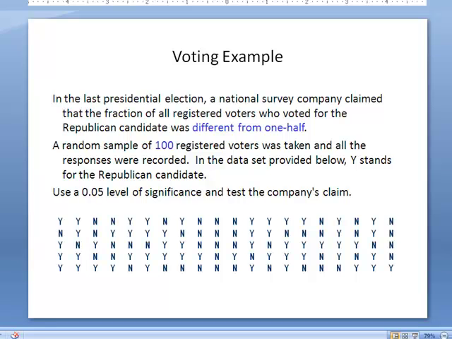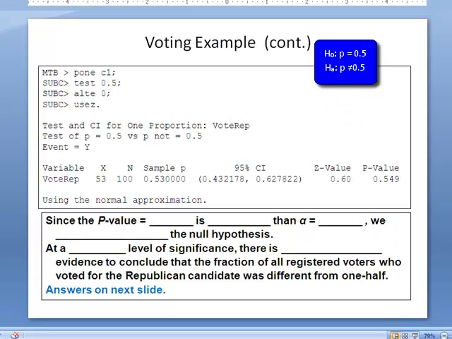Now, this is in a data file in Minitab, and we're going to see the commands and the answers that would happen. But let's think about our null and alternative hypothesis. The null hypothesis is going to be that P equals 0.5. This company claims that it differs from 1/2, so this is going to be a two-tailed test.